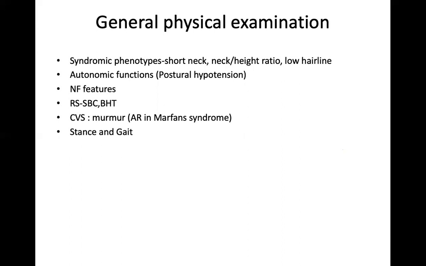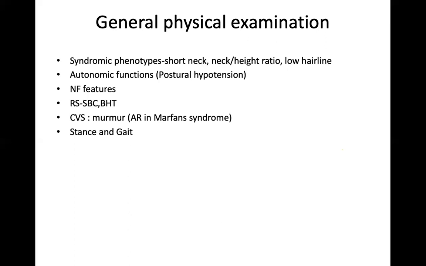So there may not be any manifest bladder-bowel involvement, but there can be a subtle postural hypotension, which can be a presenting feature of autonomic dysfunction. Then features of neurofibromatosis, because many a times CV junction pathology can be there due to neurofibromatosis, foramen magnum lesions, something like that. That can also present like a CV junction anomaly. You should always ask that. Then respiratory system is important: single breath count, breath holding time.